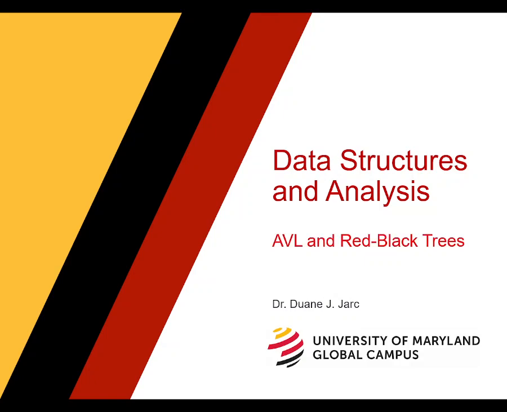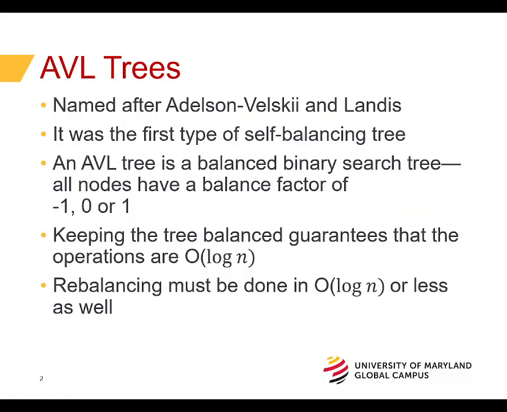There are a variety of different types of balanced binary search trees. We will consider two of them, AVL trees and red-black trees. We begin with AVL trees. They are named after two Russian computer scientists, Adelson-Velsky and Landis, who published their work that described those trees in 1962. AVL trees were the first type of self-balancing tree created.